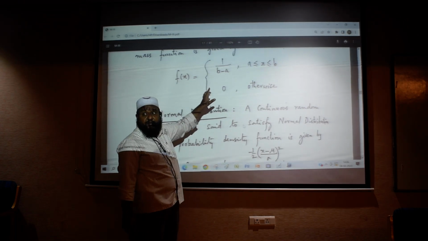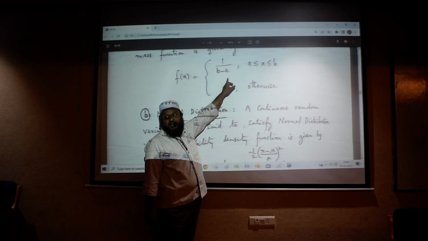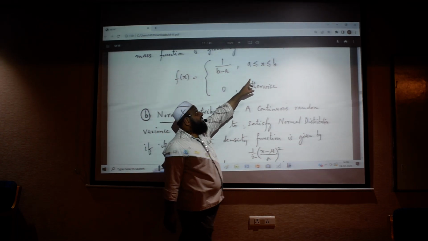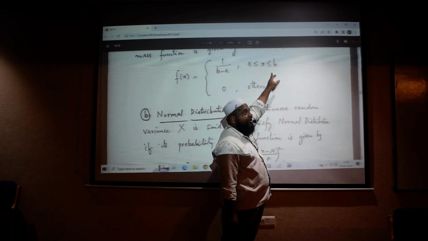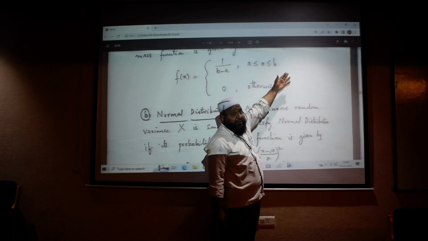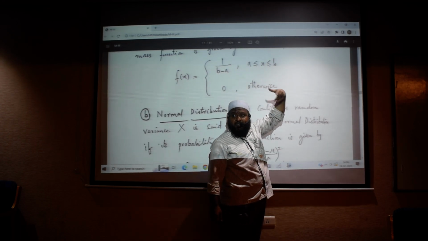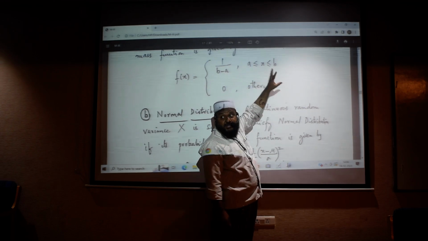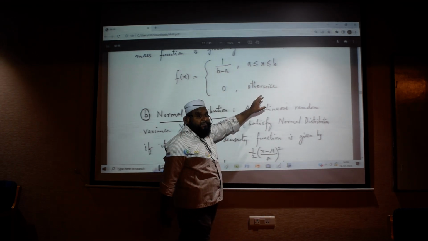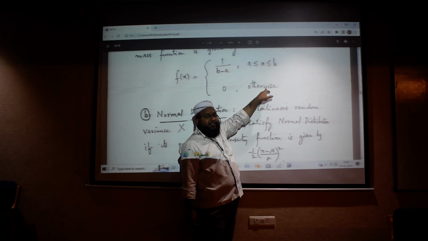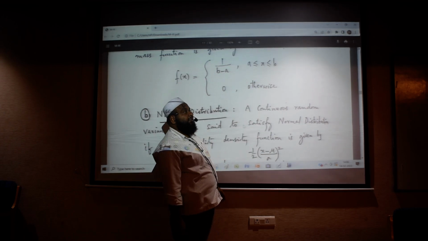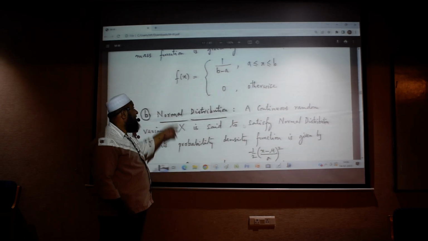So f of x, you remember, is 1 by b minus a when x lies between a and b. When x crosses b, after b it is 0, and before a it is 0. That is, 0 otherwise. It means if it does not satisfy this condition, we take it as 0. Is this clear? That is the definition.